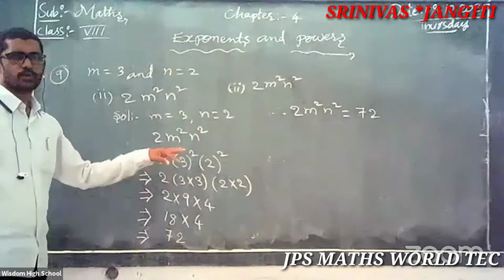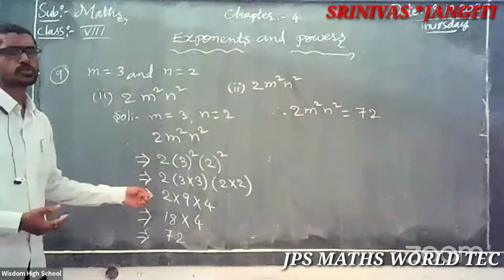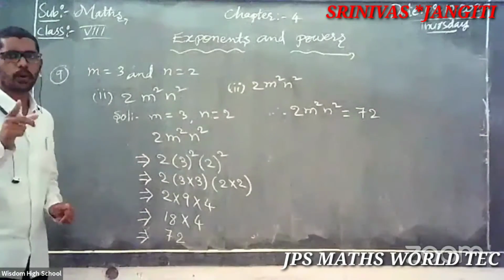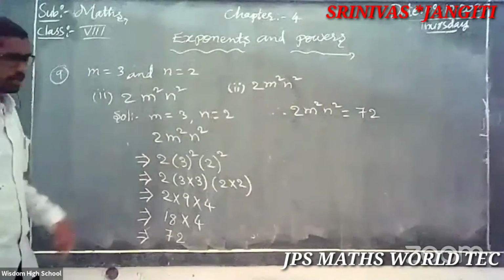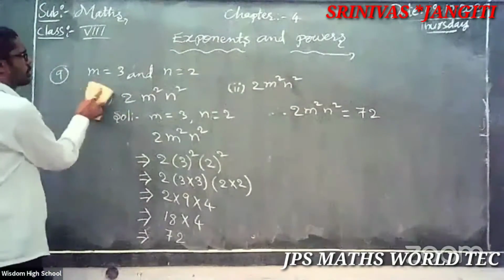Square means 2 times, right? Cube means 3 times. That you will know. Then follow that. So simple, this problem. I hope you understood this. Very good. Note down. And next problem. Go to the next problem.